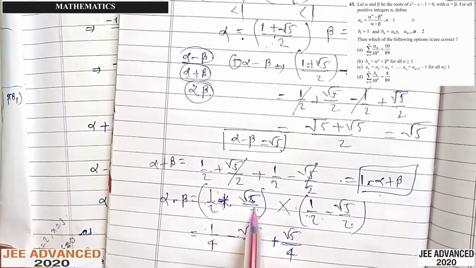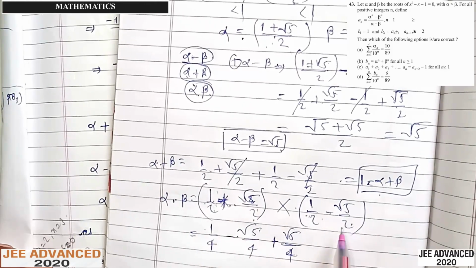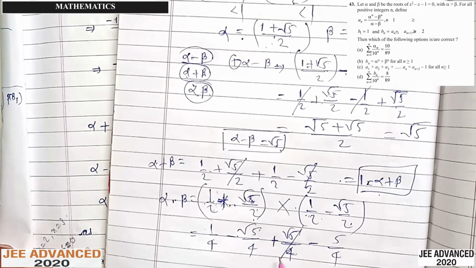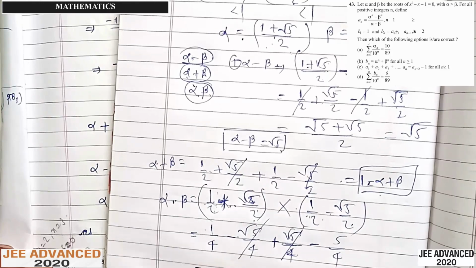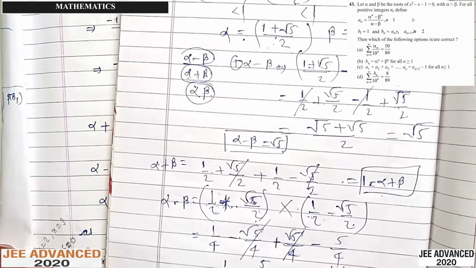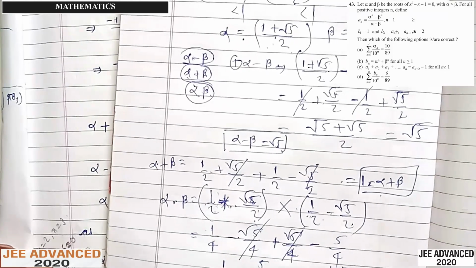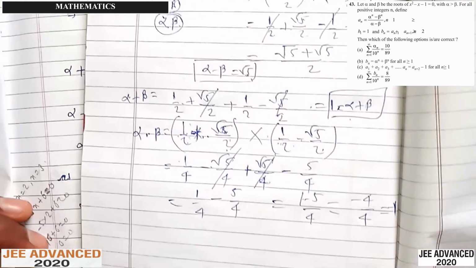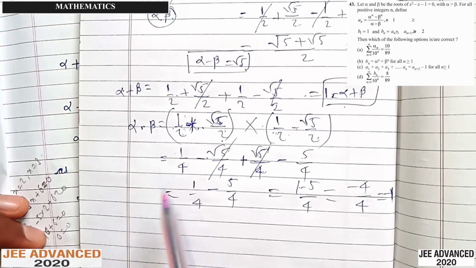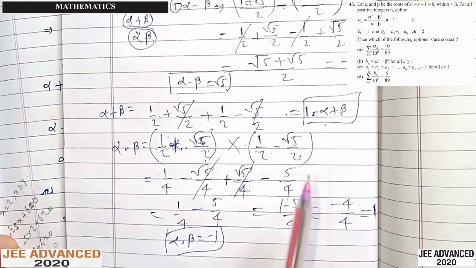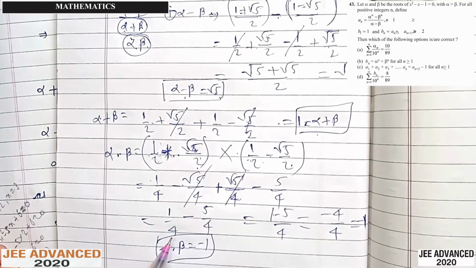And √5/2 multiplied by minus √5/2 gives minus 5/4. So this gets cancelled, this gets cancelled. So 1/4 minus 5/4, that means (1 − 5)/4, that means −4/4, which is equal to −1. So here we can see alpha into beta is −1. So I got the three values: alpha minus beta, alpha plus beta, alpha into beta.